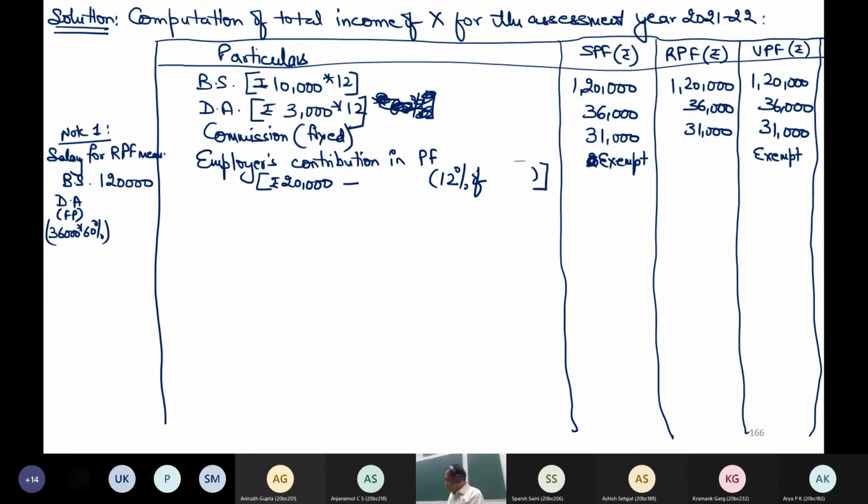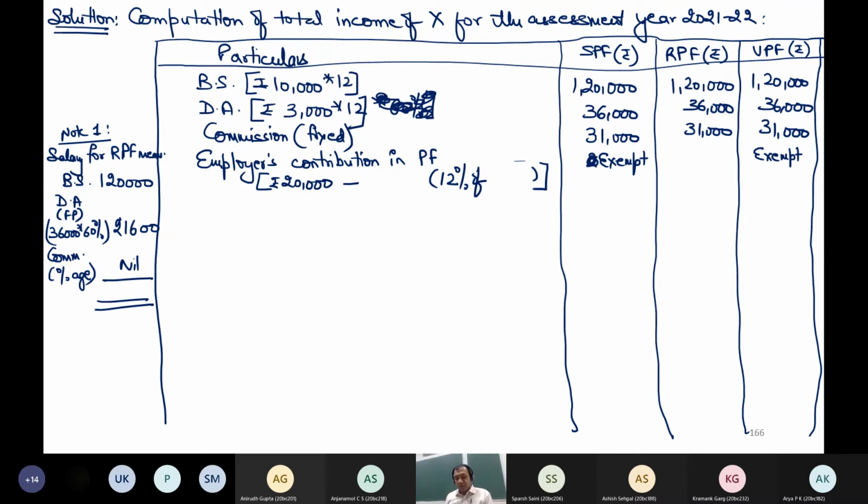You do the calculation, let me also do my calculation. So how much will be DA forming part? It is 36,000 into 60%, which is 21,600. Is there any commission based on fixed percentage? The answer is no, because this commission is a fixed commission. It is not based on turnover. So this commission will be nil. And this is the salary for the purpose of computing exemption in case of recognized provident fund.